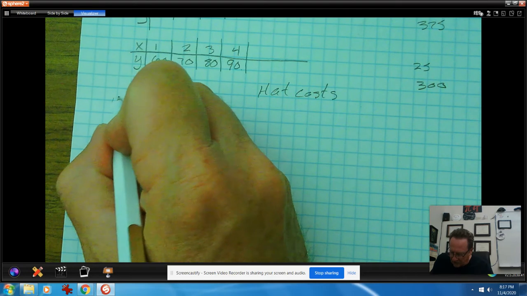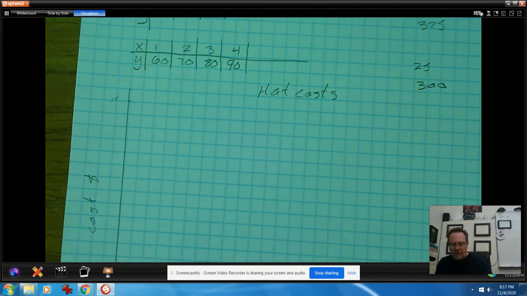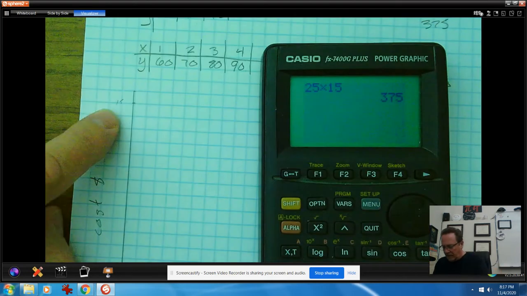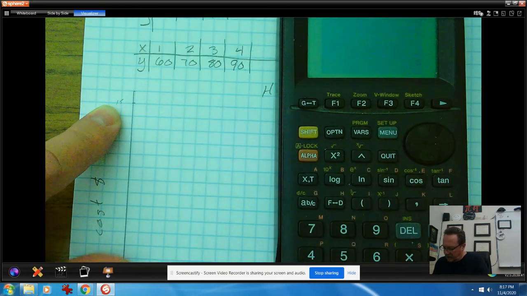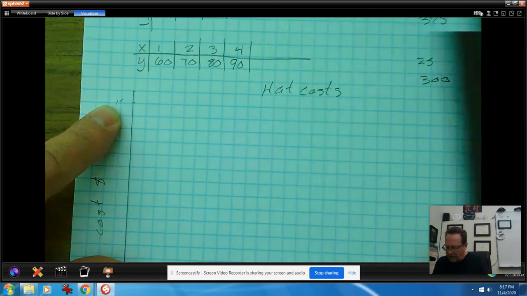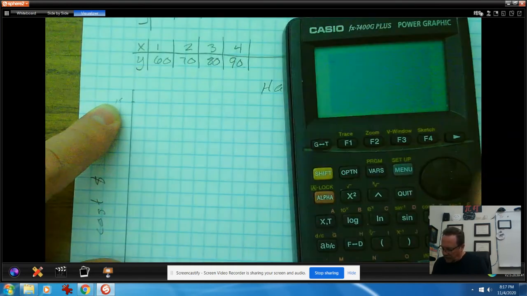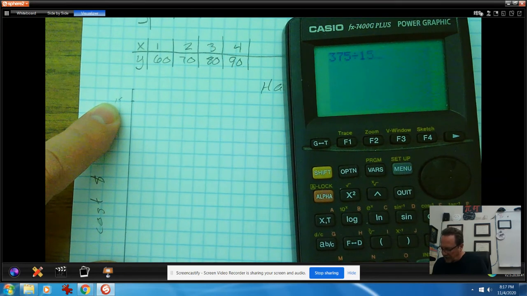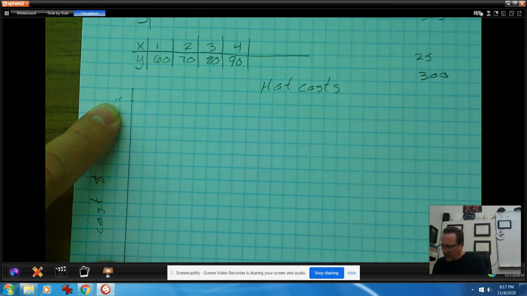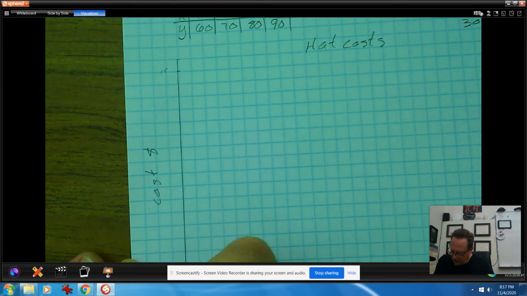16. That's like 15 there, right? So if I have 15 lines, I can say, well, I needed to get to 375. 375 divided by 15, it's about 25 per line here, right?